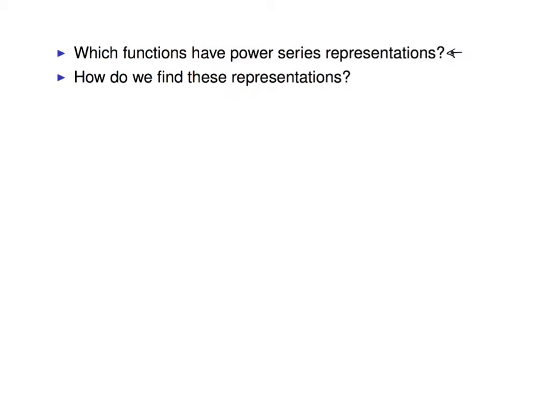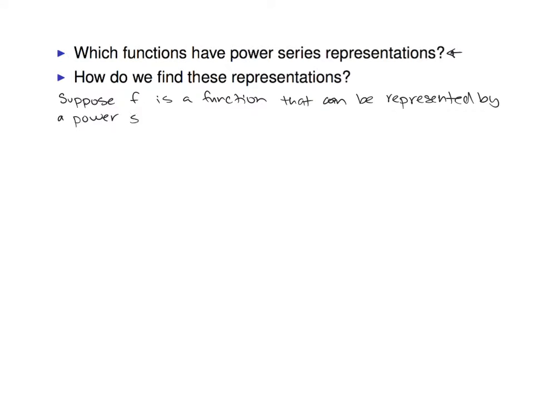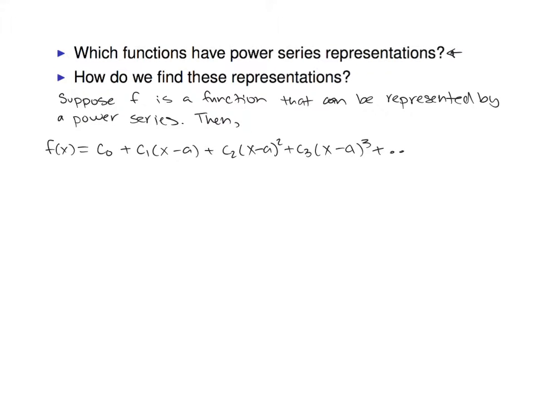series representation. So the first thing we're going to do is suppose that f is a function that can be represented by a power series. Okay, so if we know f is a function that can be represented by a power series, then what we have is that f of x is equal to some constant c0 plus c1 times x minus a plus c2 times x minus a squared plus c3 times x minus a to the third, etc.